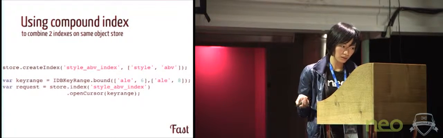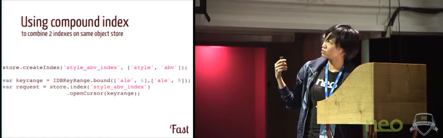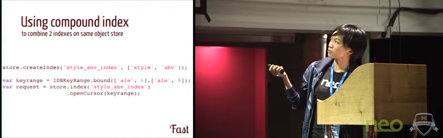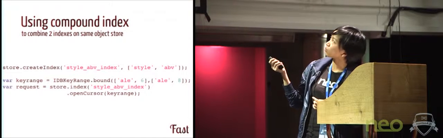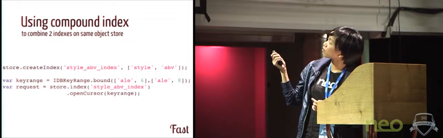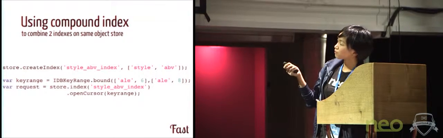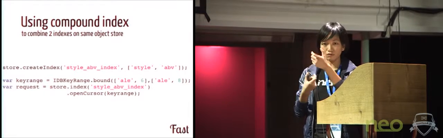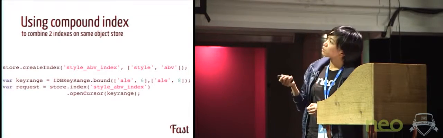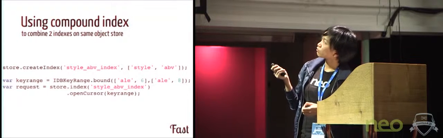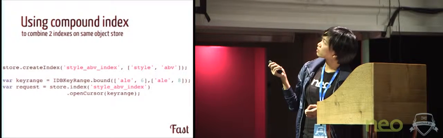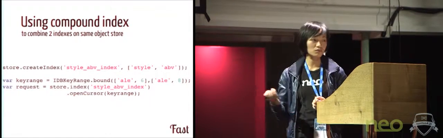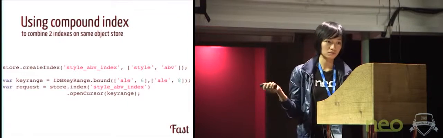But IndexedDB comes with compound index, which is a good way to combine 2 indexes on the same object store. So here, instead of creating 2 indexes, I create 1 index on the style and the ABV properties. All the values of those 2 properties are going to be combined into arrays, and those arrays are going to be sorted. So if I set a key range from this particular ale, 6 to ale, 8, I actually can solve that previous query with only 1 index.